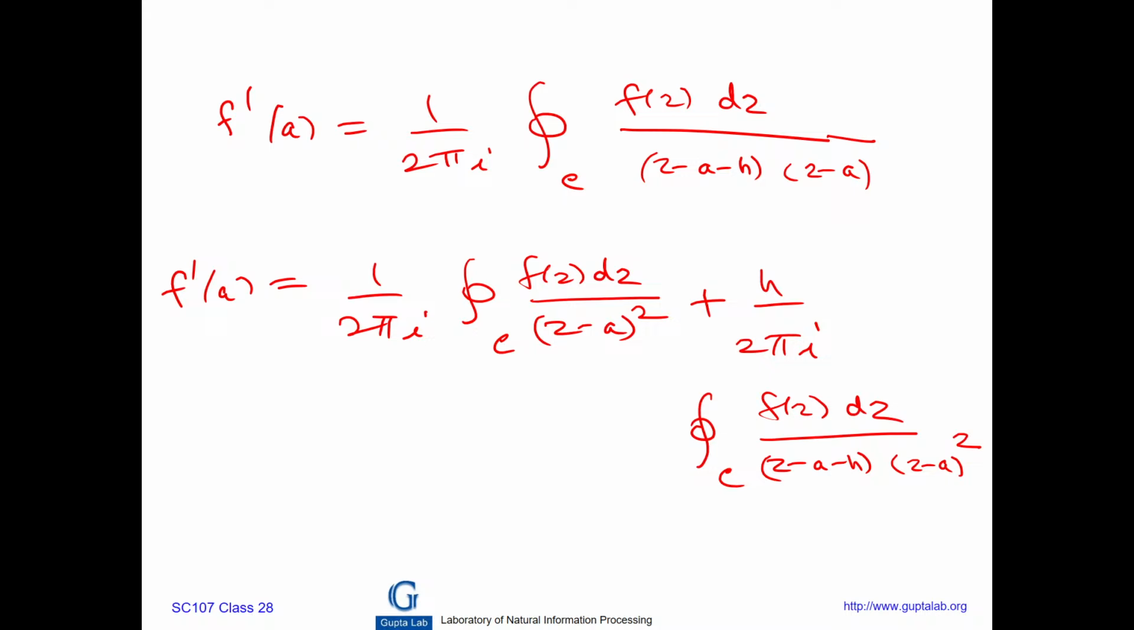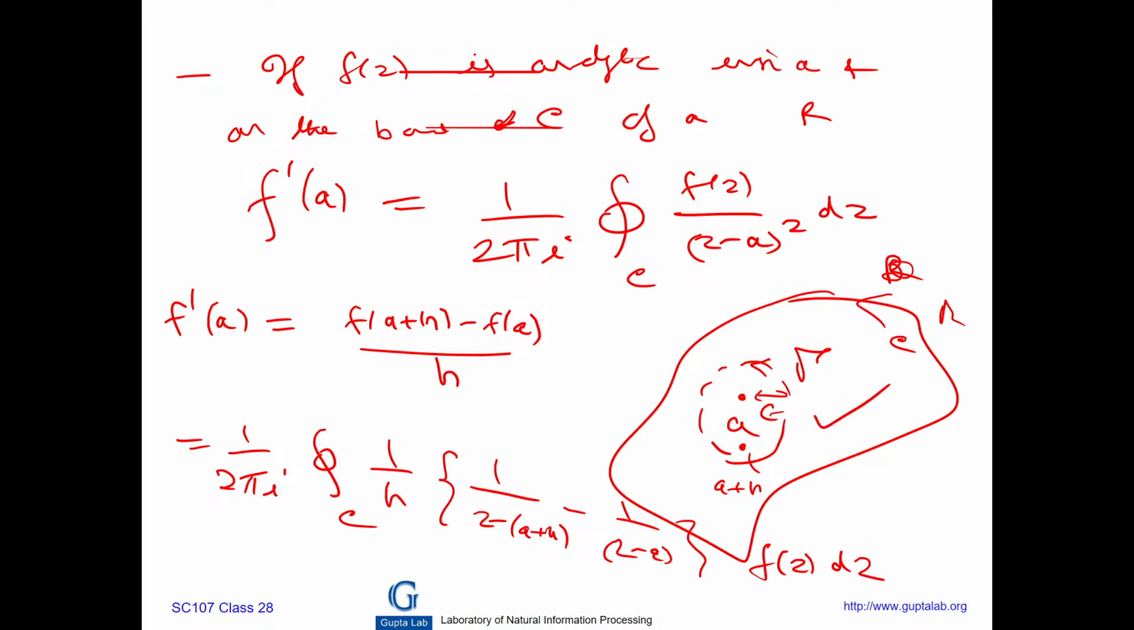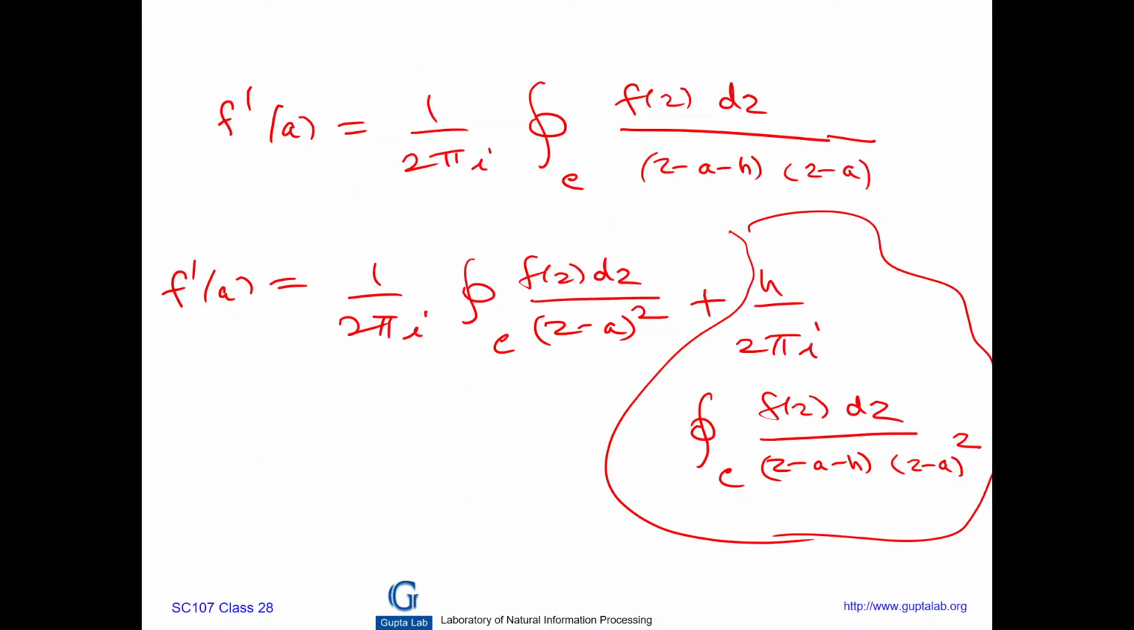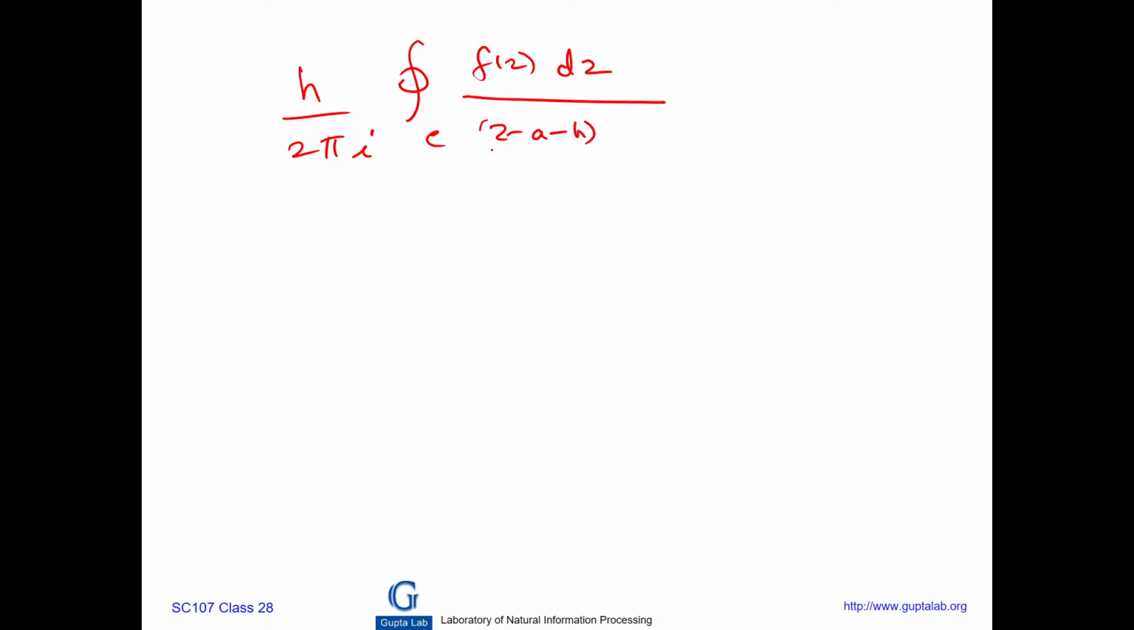So now how do we show this whole quantity goes towards 0? For this, what did we do earlier? We took that portion to the gamma circle. We are going to use this gamma circle here. So I want to show that h over 2 pi i integration along c f of z dz divided by z minus a minus h times z minus a whole square goes towards 0 as h tends towards 0.